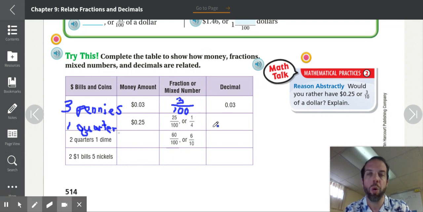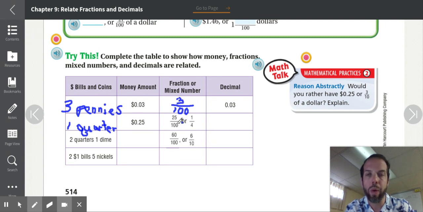All right, so 1 quarter is 25 cents. And again, for my fraction, we would read it as 25 out of 100. So 25 cents out of 100 cents. Or in simplest form, it would be 1/4. You don't have to do simplest form, but it is nice that they show us that 25 100ths in simplest form is 1/4. Now, how would I write this as a decimal?